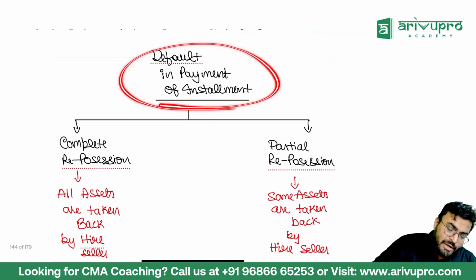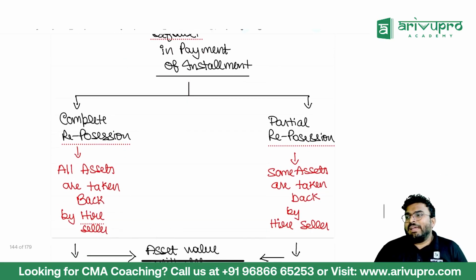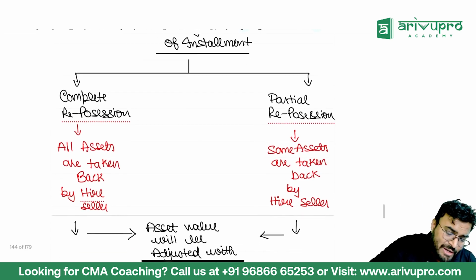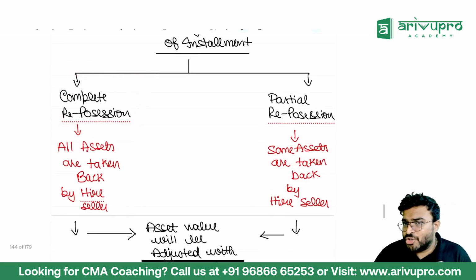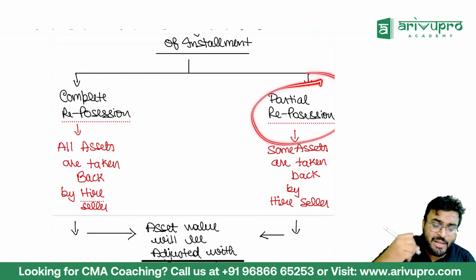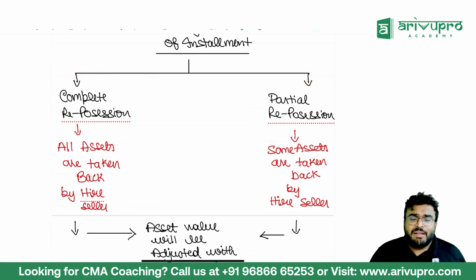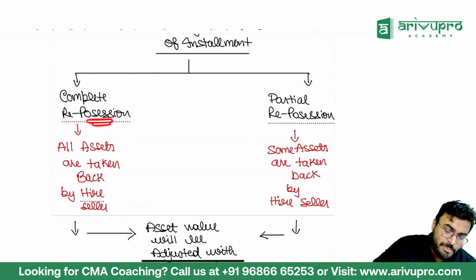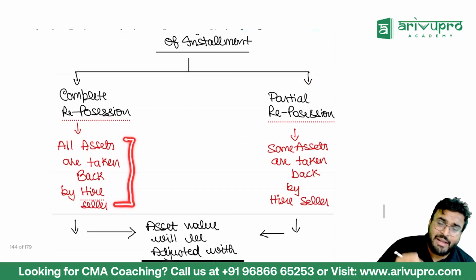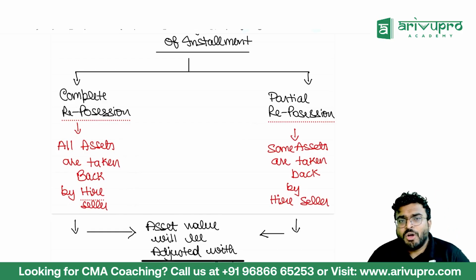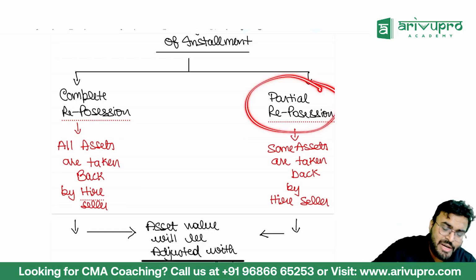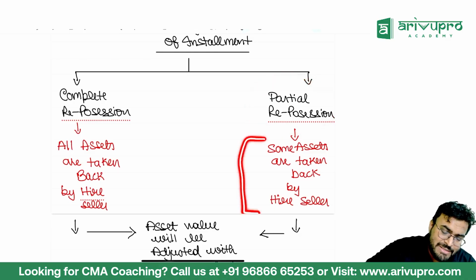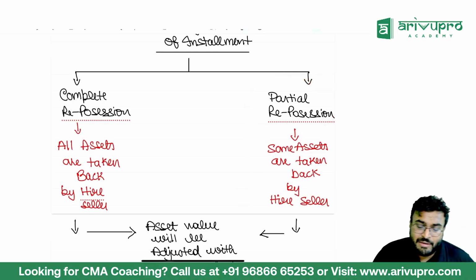Default in payment of installment. If you miss any payment of installment, the hire seller can do two things: complete repossession or partial repossession. Complete repossession means all assets are taken back by the hire seller. Partial repossession means some assets are taken back by the hire seller.